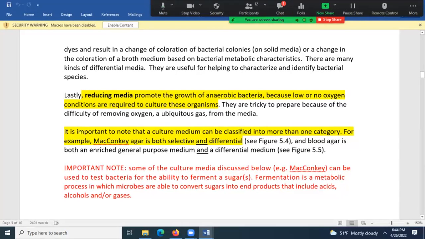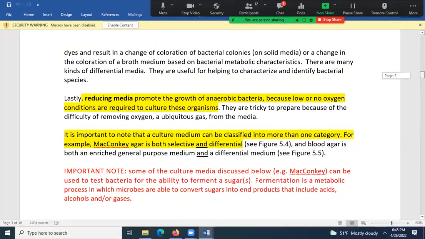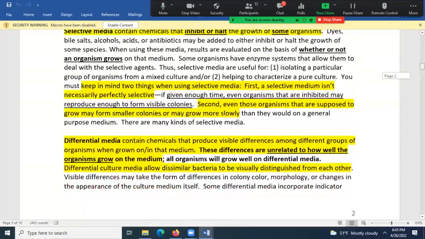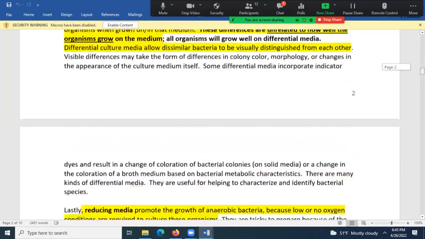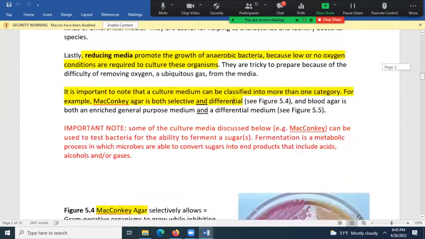Now you should note that a culture media can be classified into more than one category. For example, MacConkey's agar is both selective and differential. And then blood agar is both differential and an enriched media. So they can be more than one type of media.